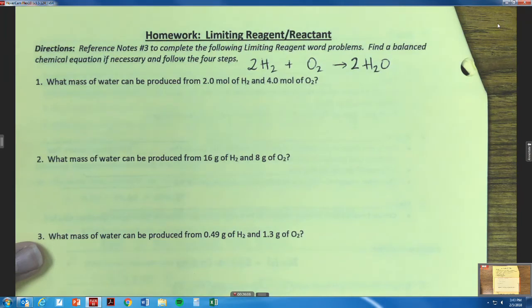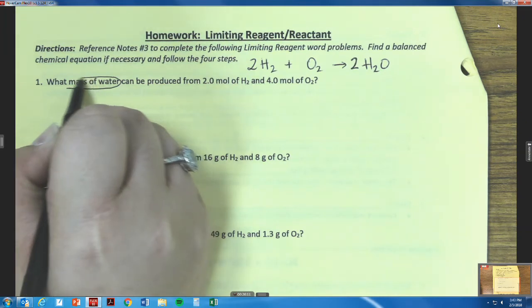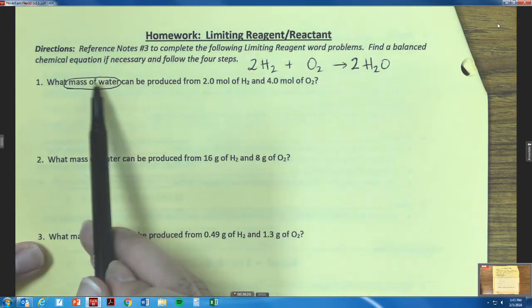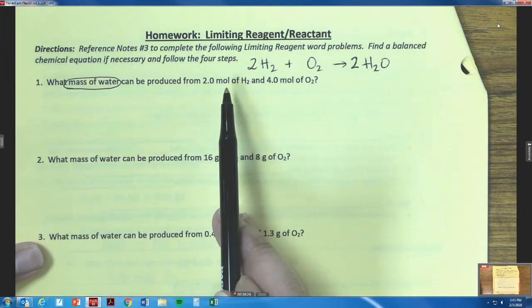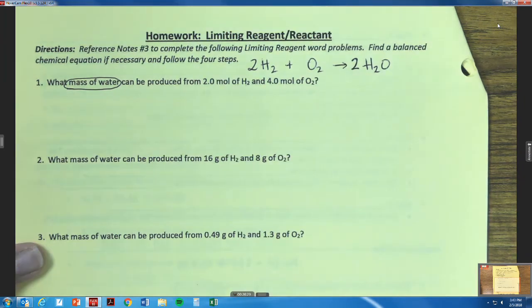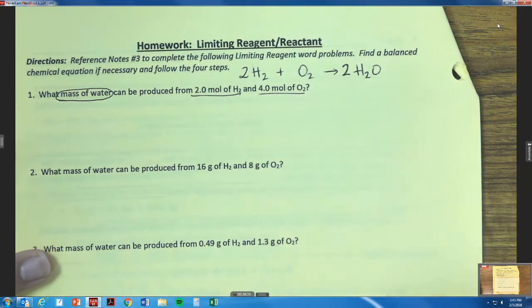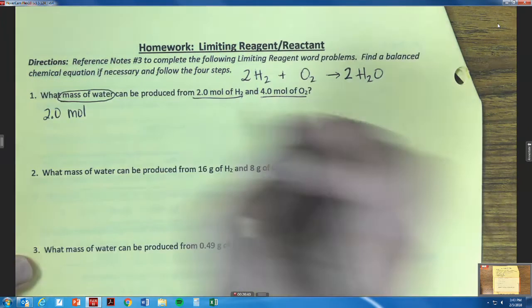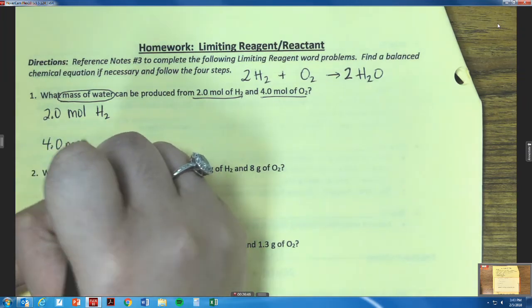So now, our question is asking for something specific, the mass of water. It doesn't ask us to look for our limiting reagent. It's asking for the mass of water if we only have 2 moles of hydrogen and 4 moles of oxygen. Again, if you have 2 givens, you are going to have 2 separate calculations. So 2.0 moles of H2 and 4.0 moles of O2.